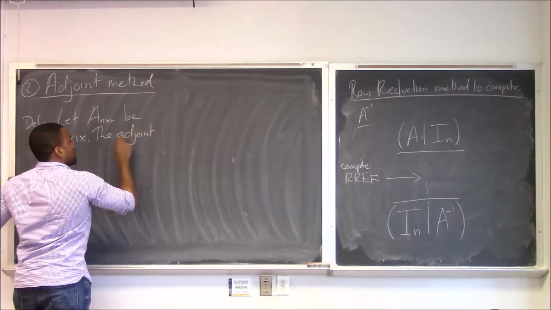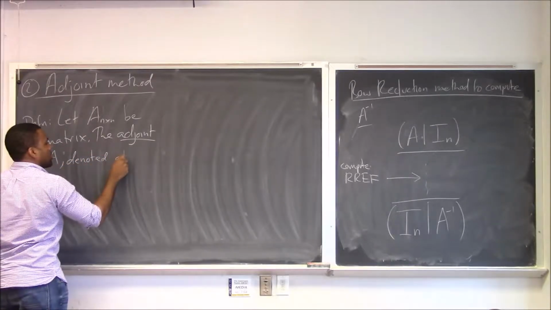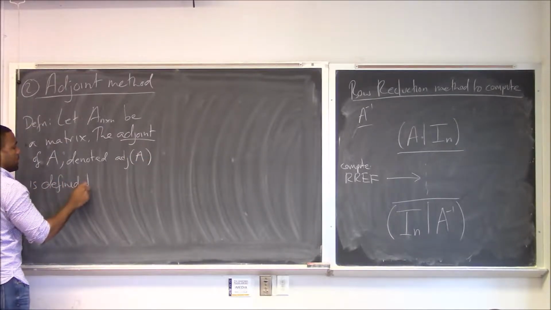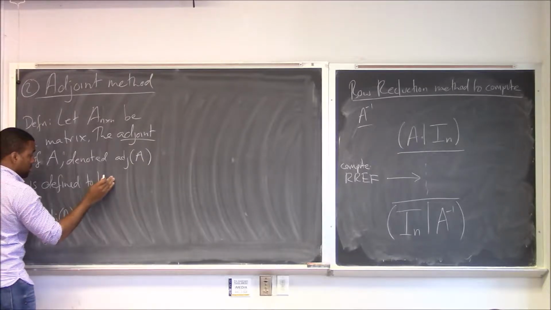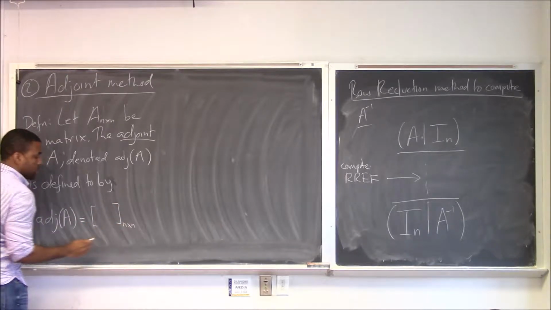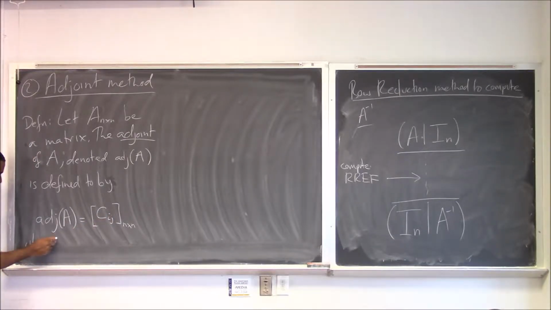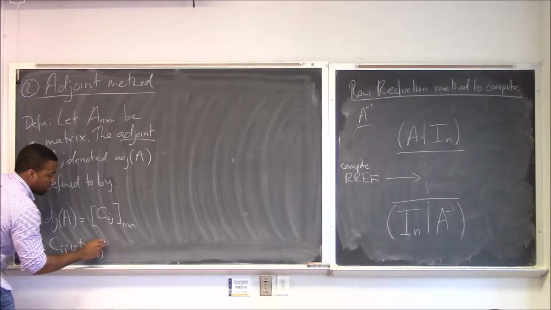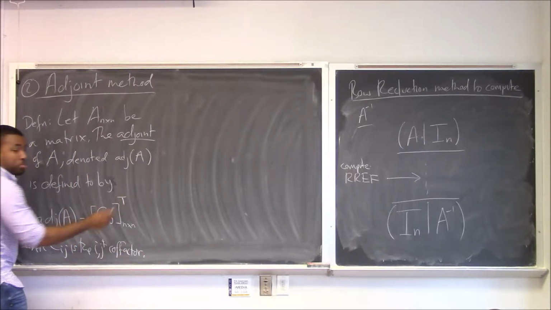The adjoint, I'm defining this, of A, which we denote, to be, or defined by, the adjoint is just going to be, it's also going to be an n by n matrix where the entries are given by Cij, where Cij is the ijth cofactor. And then we're going to take the transpose of that.